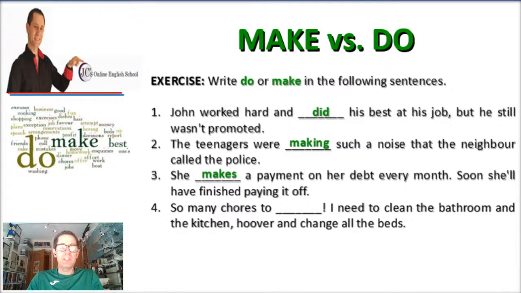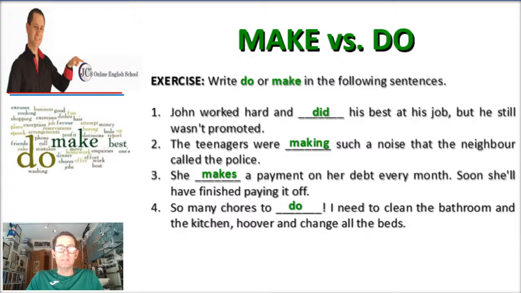Anyway, so many chores to. Come on, we saw this one before. And the correct answer is to do. Chores to do. So many things to do. So many chores to do, at home. Chores are things you need to do at home, for example cleaning, ironing, washing the clothes, washing the dishes. Chores are responsibilities at home.